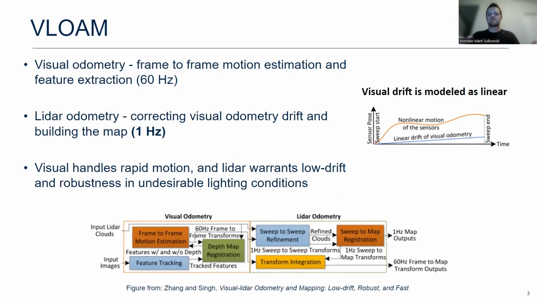Visual drift is modeled as linear, but real visual drift behaves superlinearly, or it grows faster than linear. We believe more frequent updates should provide better results. And also, we are looking to say that improving computational load is also a plus.